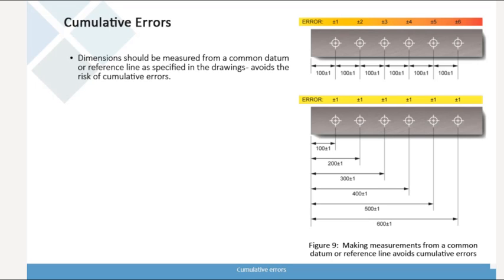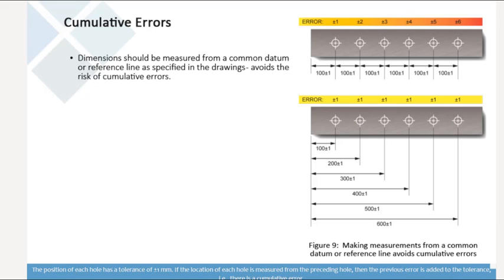Dimensions should be measured from a common datum or reference line as specified in the drawings. This avoids the risk of cumulative errors. A cumulative error can be illustrated by considering 5 holes that are to be drilled 100 mm apart in a straight line. The position of each hole has a tolerance of plus or minus 1 mm.